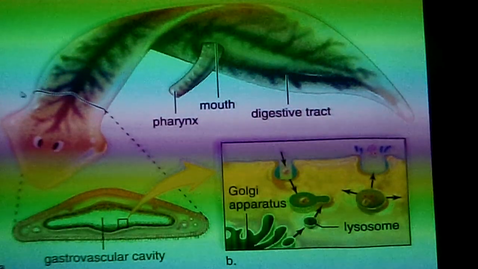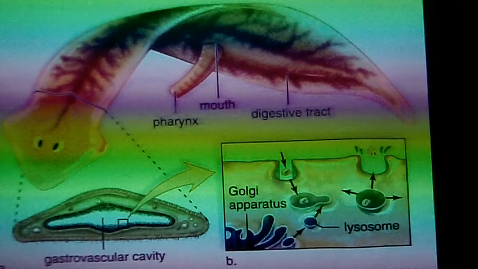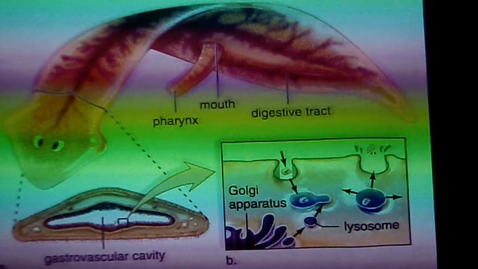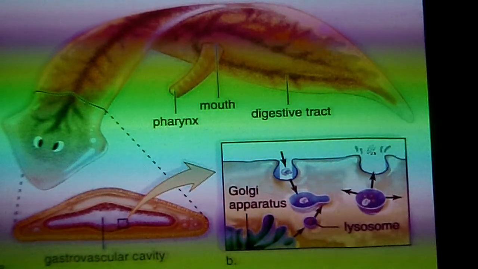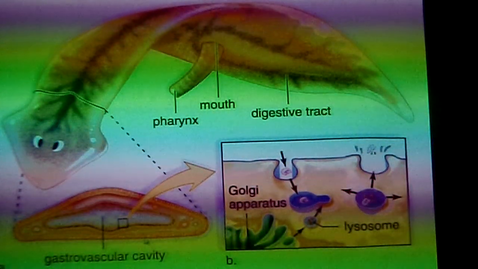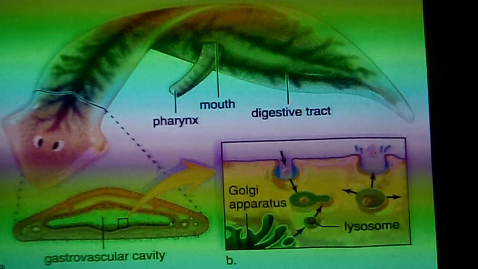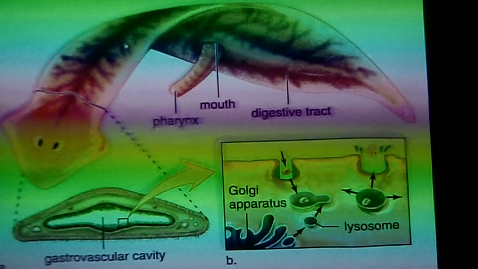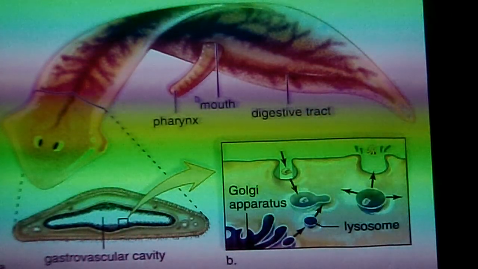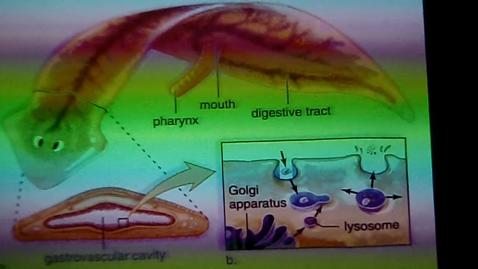So if you were to cut the body of this flatworm in half, you would see that almost every cell is somewhat near the gastrovascular cavity where the food is, so that the food can get to each cell just by simple diffusion. And so they have to take in food and let food out through the same hole. Wouldn't that be gross? You'd have really bad breath.